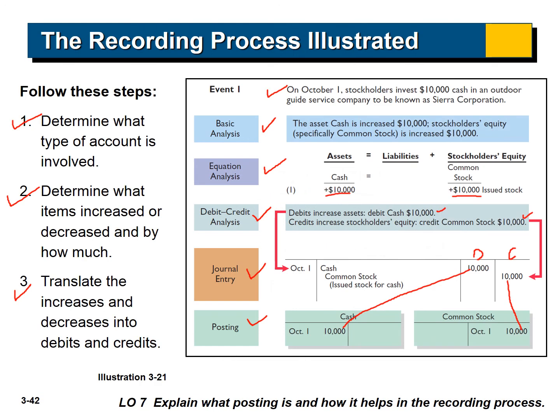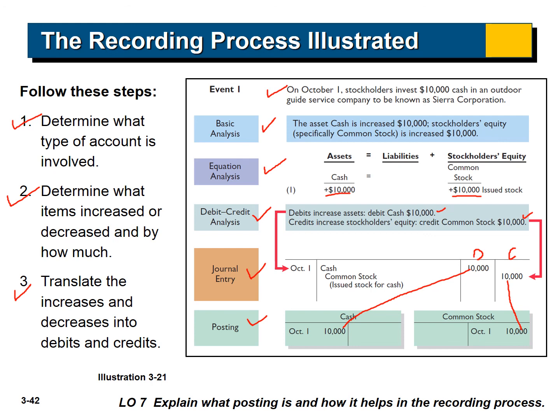So let's put it all together. This is the process that you follow for every event. Every time a company enters into any kind of transaction, this is what they do. Number one, they determine what type of account is involved. Number two, determine what items increased or decreased and by how much. And number three, translate the increases and decreases into debits and credits. So I'm going to take those 11 transactions that we saw earlier and redo them for the entire accounting recording process, excuse me. Event number one, same thing we did before.